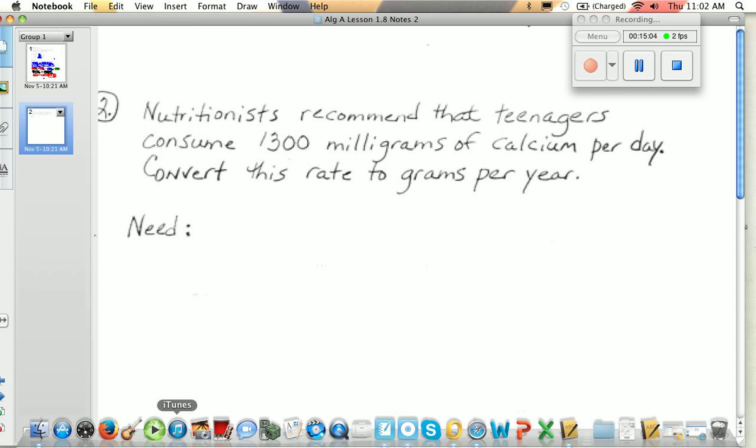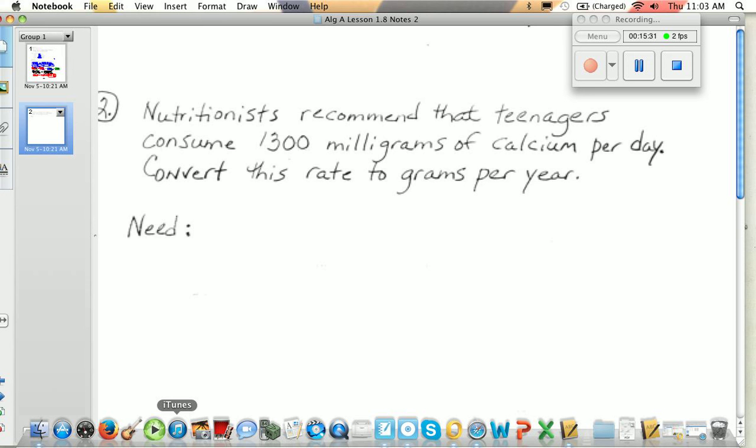Okay, let's do one more. Nutrition, especially when we start talking about grams and milligrams and kilograms, and that's what you typically talk about in science, don't you? Yeah, we'll use it a lot next semester. Okay. So nutritionists recommend that teenagers consume 1,300 milligrams of calcium per day. Are you doing that? No. Convert this to grams per year.